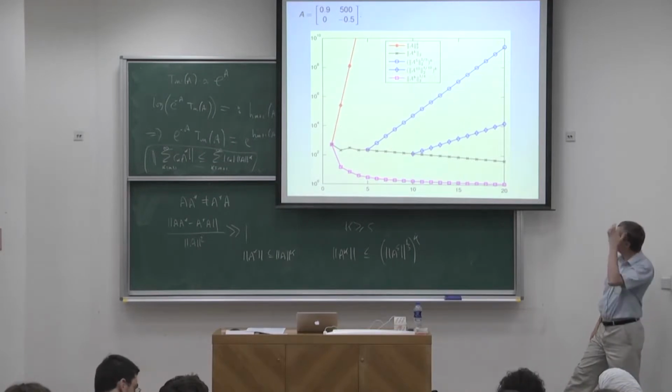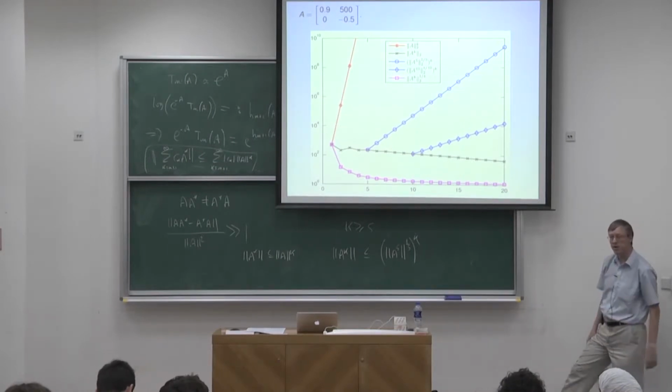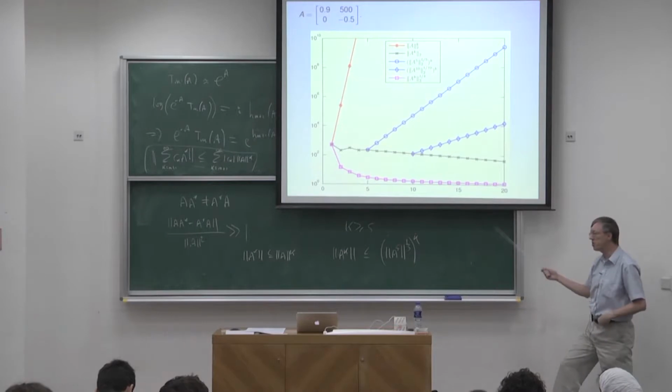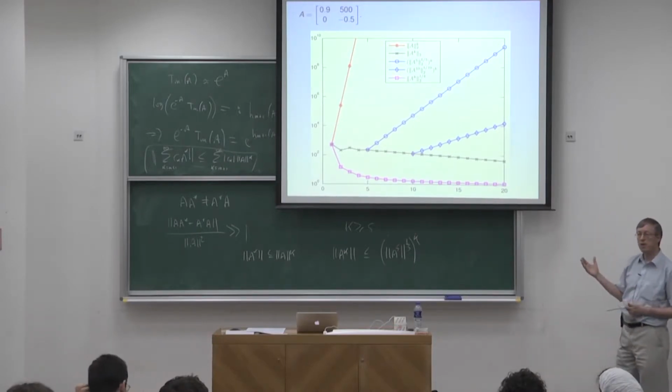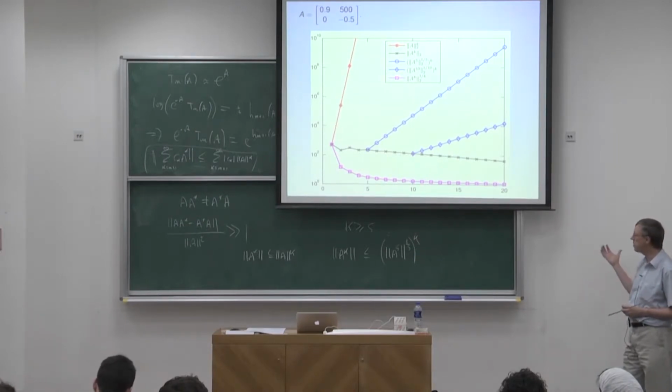The only problem is that we don't want to compute A to the 5 and A to the 10. Remember my assumptions. The only assumption was I can do A times a vector. I don't want to be computing norms of powers of potentially large sparse matrices. But what we can do is do norm estimation.